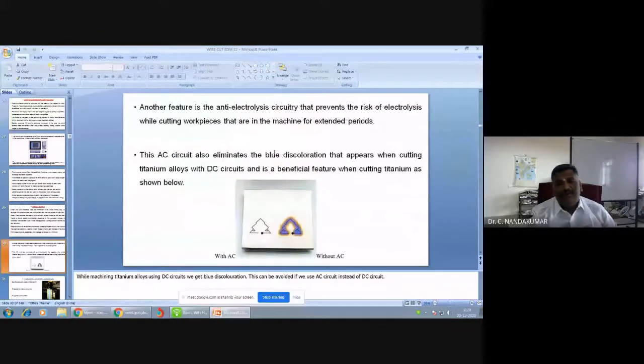See in this diagram, without AC current, with the use of DC current, what has happened? While machining titanium alloys using DC circuits, we get blue discoloration. So we see here the blue discoloration. This can be avoided if you use an AC circuit instead of a DC circuit. So avoid DC circuits so that we can get great machining.